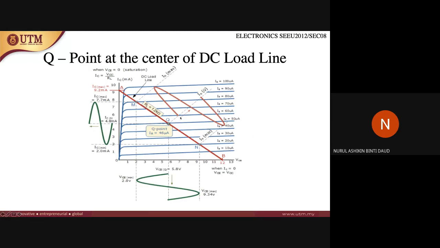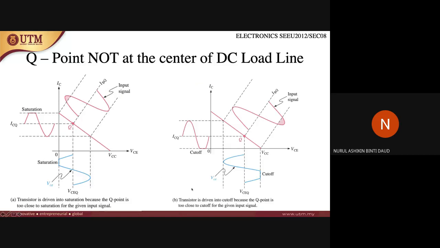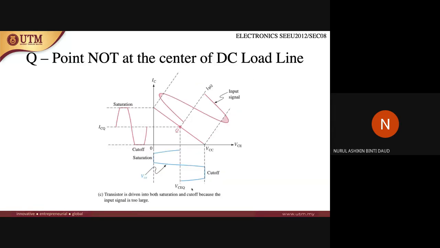Here you can see the IB maximum and the IB minimum are within the range. Then you can see the output signal for the current can be nicely detected, and also the output voltage can be nicely detected. It is not distorted at any point. So this is the importance of the Q point for the DC load line.